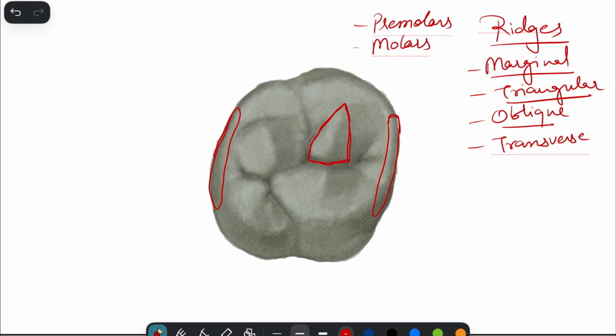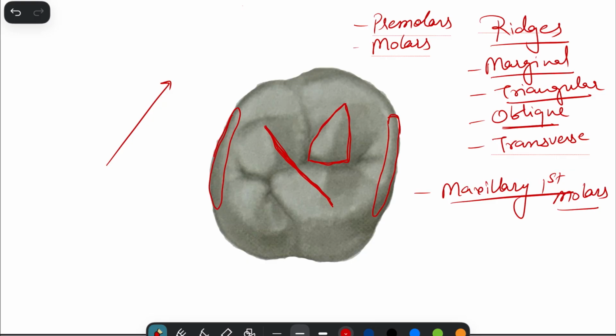Then now we have the oblique ridge. The oblique ridge crosses the occlusal surface diagonally. Okay, so as you can see here, we have elevation here, and then that elevation is going like this. Okay, so this is forming a ridge diagonally. Okay, and this ridge is most commonly seen in maxillary molars, especially maxillary first molars.